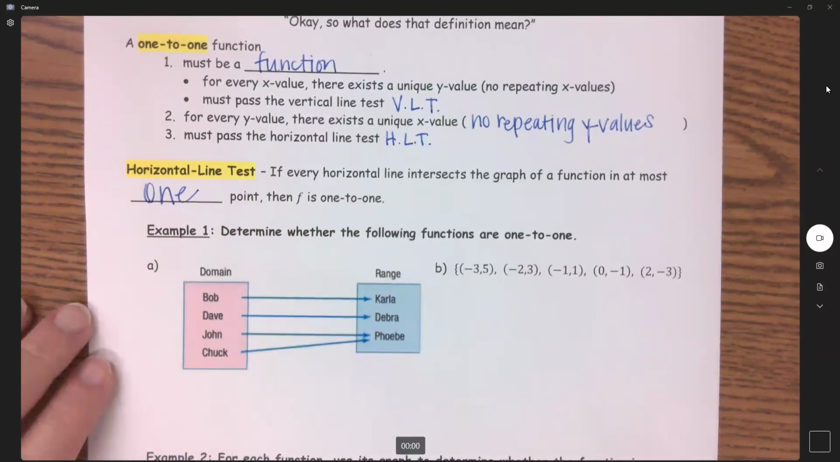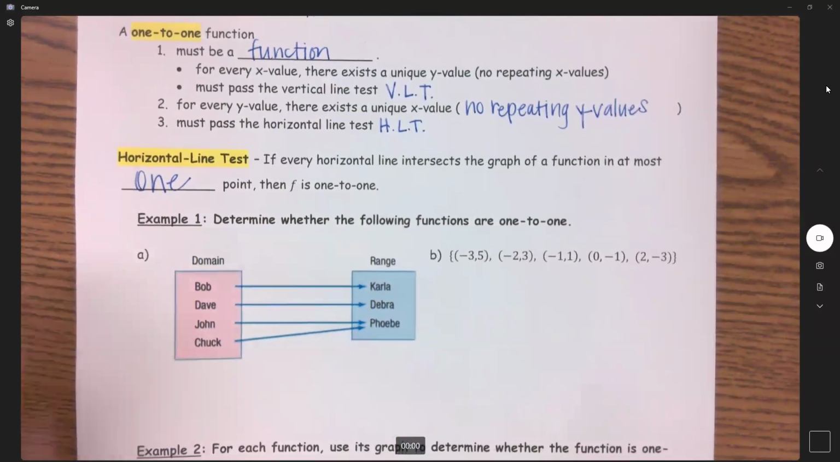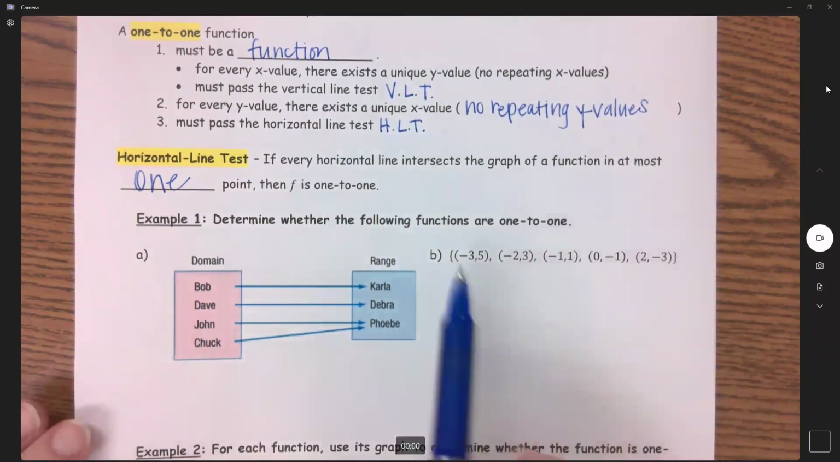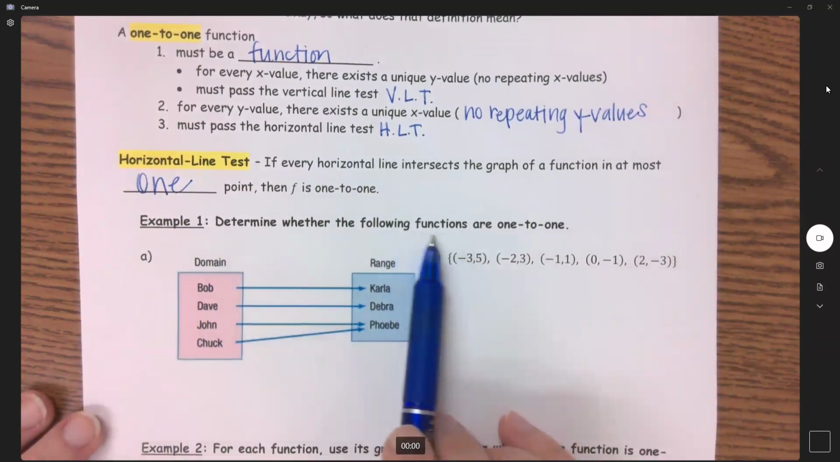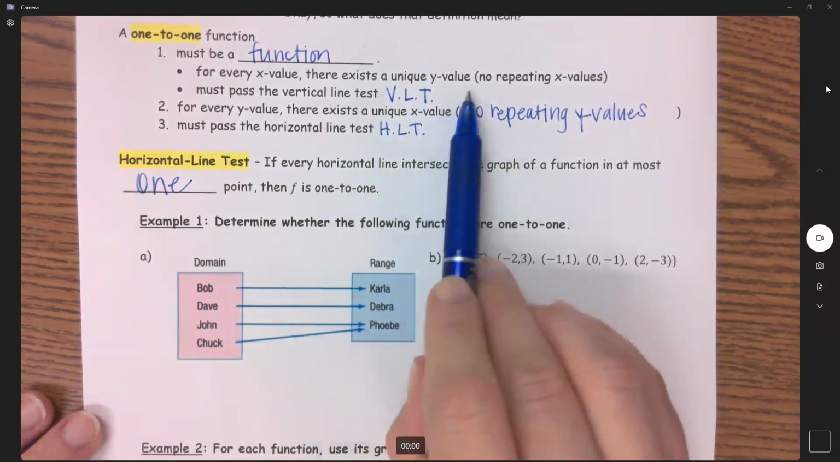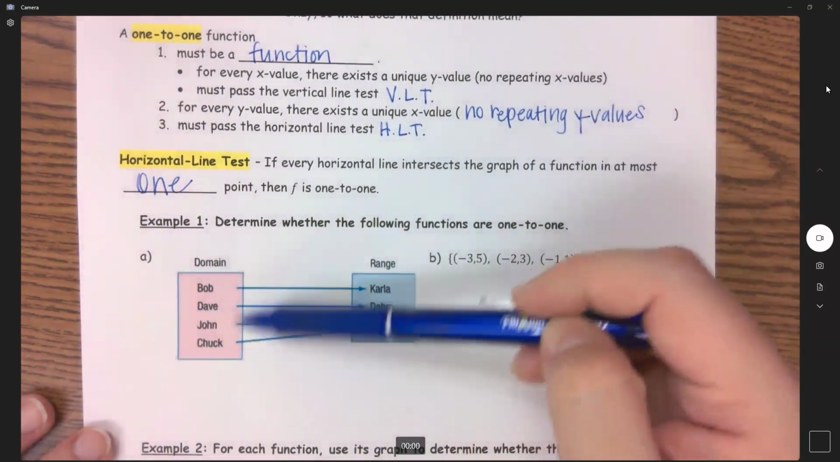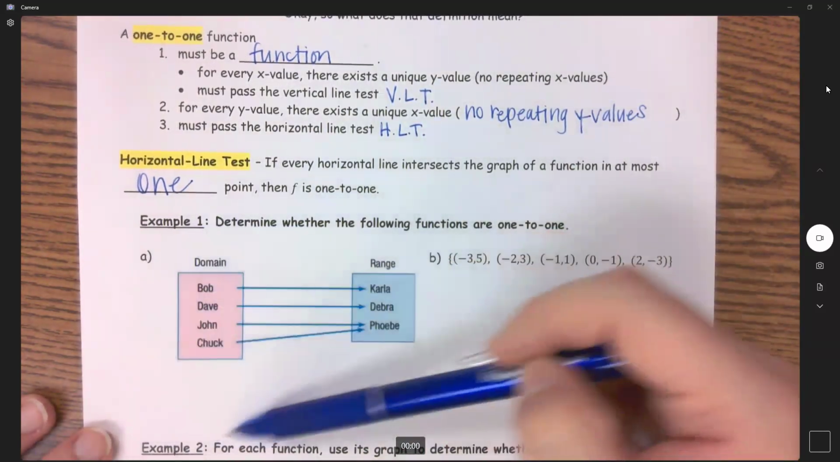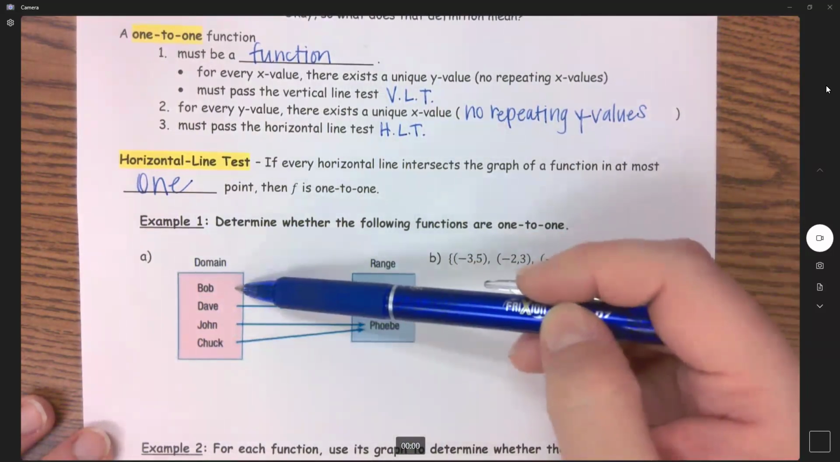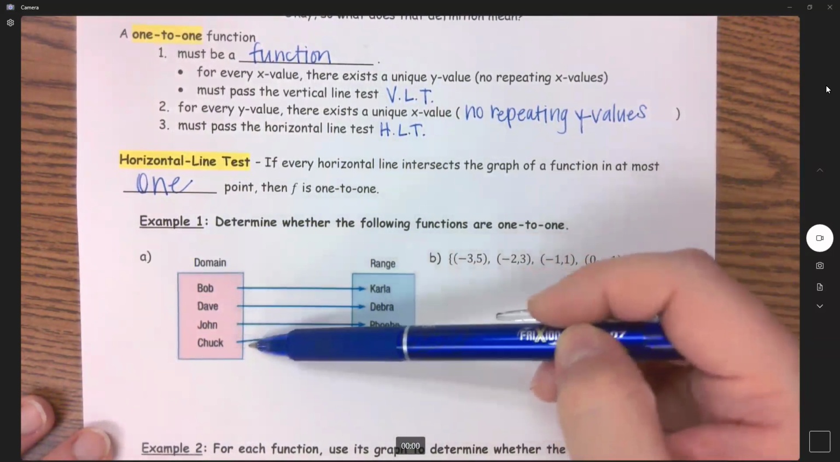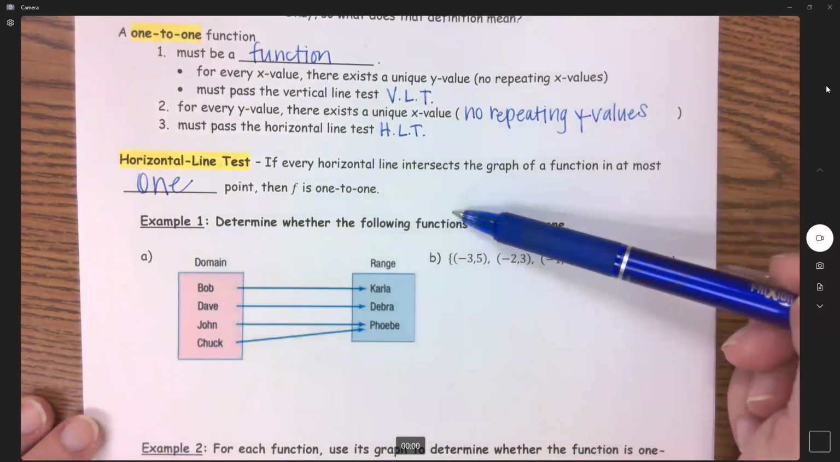So example 1, determine whether the following functions are one-to-one. So we don't need to check the x values because it's already telling me it's a function. So I already know that there should be no repeating x values. Now, when I look at this one, we have our domain of guys. You can see that you have one line going from each of the guys. So it is a function.